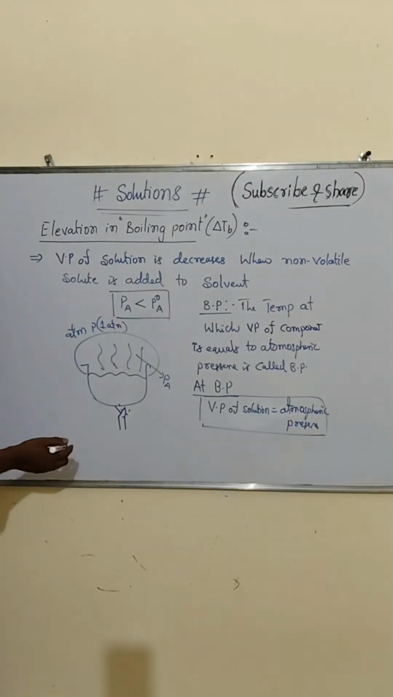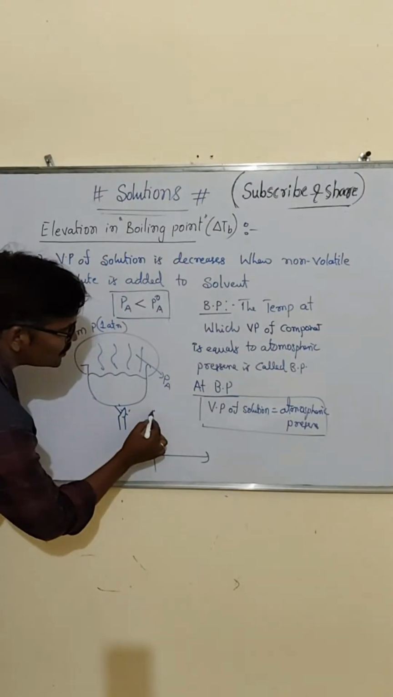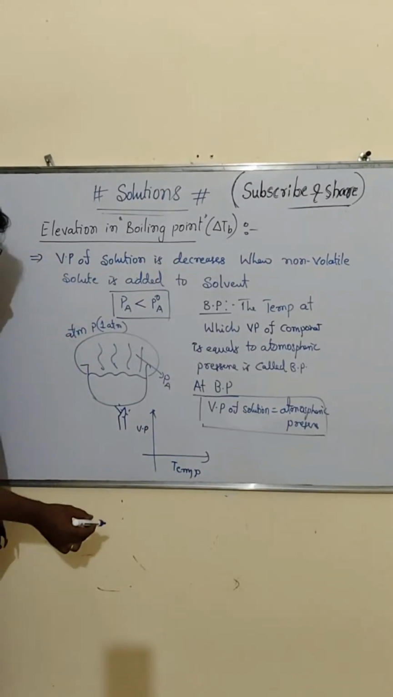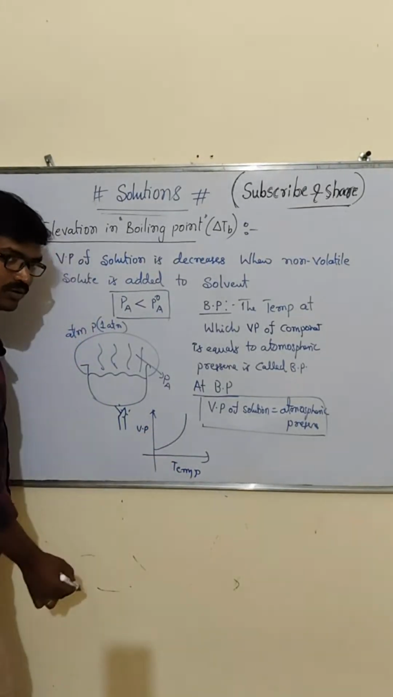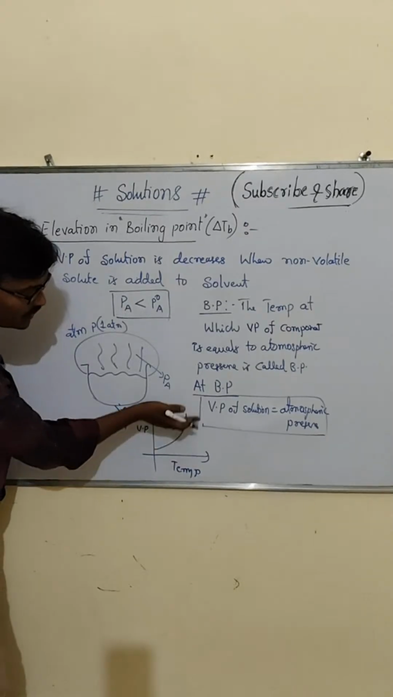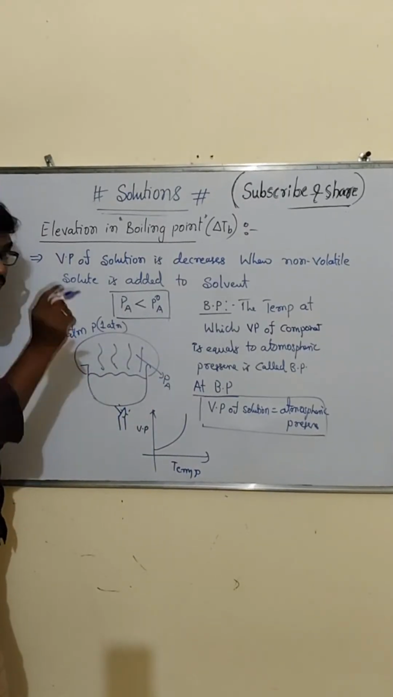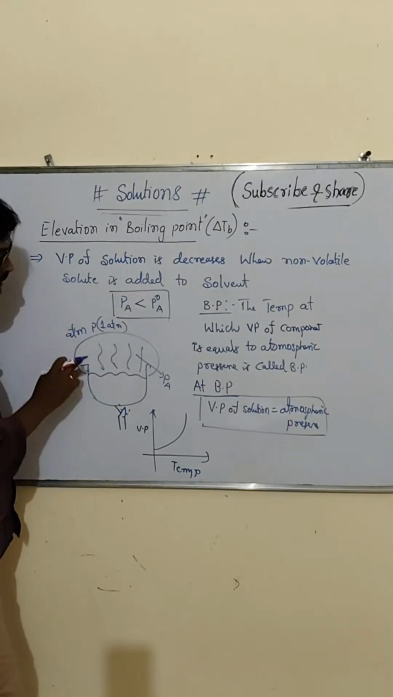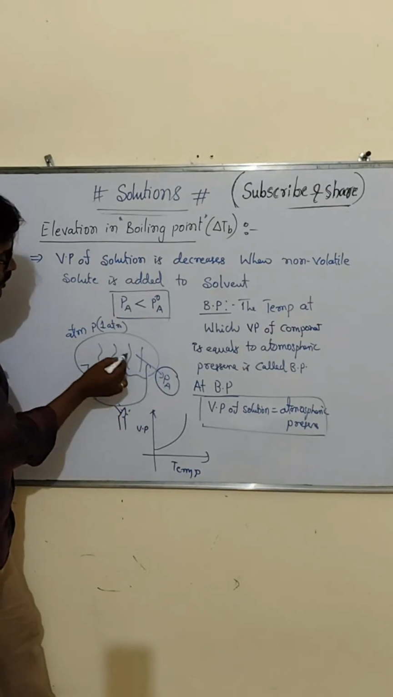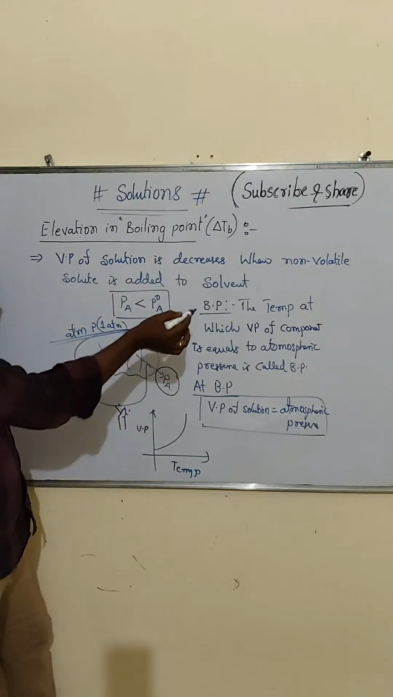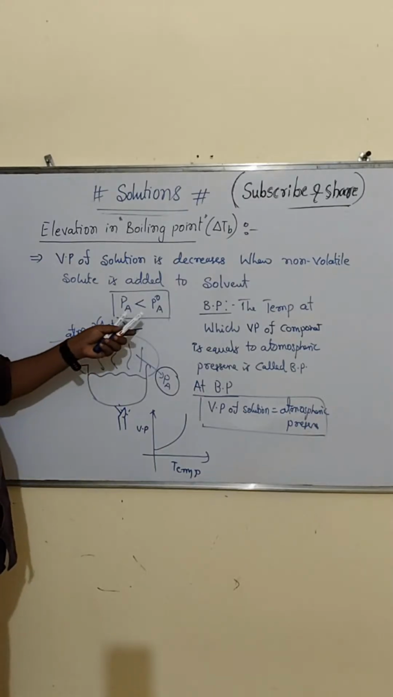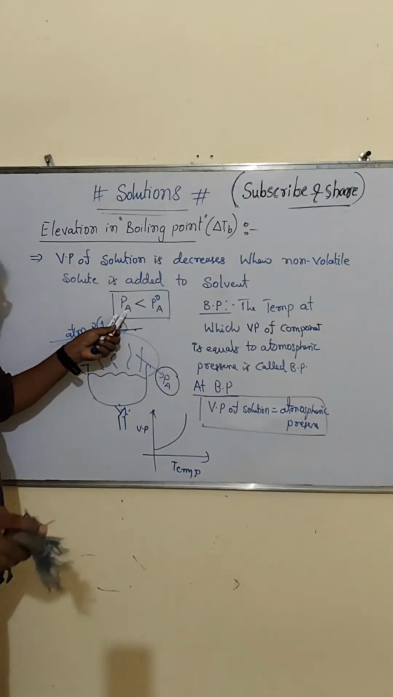We have already seen the graph between vapor pressure and temperature. It increases exponentially; I told you for any component it increases exponentially. So what does it mean? As temperature increases, vapor pressure increases. The boiling point is the temperature at which the vapor pressure of solution equals atmospheric pressure. Clear, my dear students? So remember, wherever the vapor pressure is less, the boiling point is more.